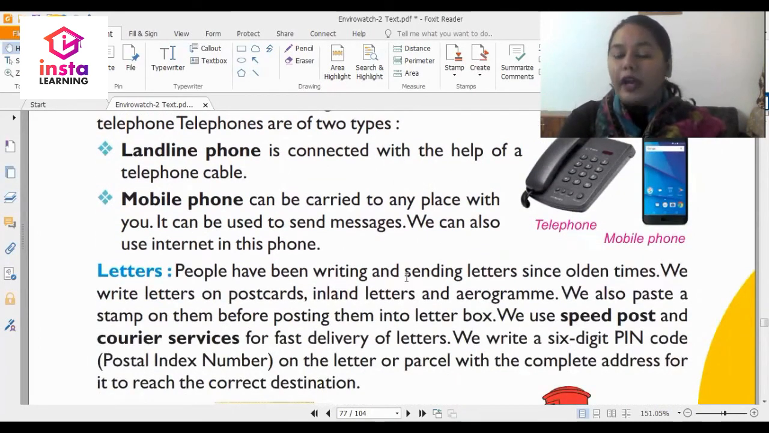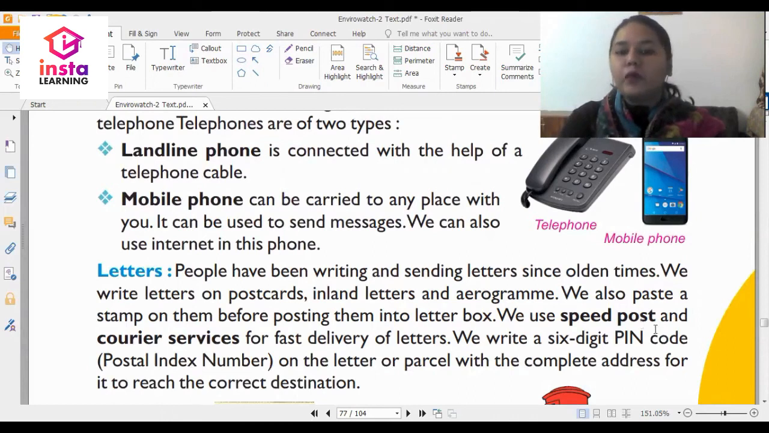People have been writing and sending letters since olden times. We write letters on postcards, inland letters, and aerograms. We also paste a stamp on them before posting them into letterbox. Now, what is an aerogram? Aerogram is a letter that you send through air modes of transport.